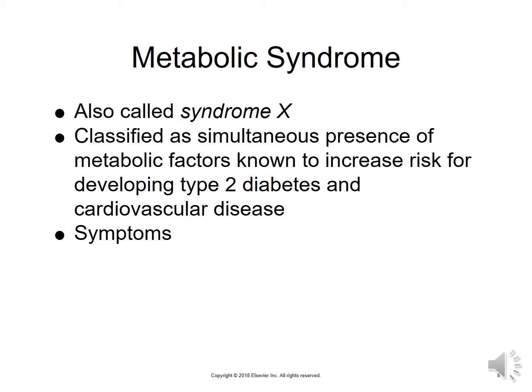Metabolic syndrome is also called Syndrome X. It's classified as a simultaneous presence of metabolic factors known to increase the risk for developing type 2 diabetes and cardiovascular disease. So these factors are things like abdominal obesity, hyperglycemia, hypertension, and hyperlipidemia. Metabolic syndrome often occurs before the onset of type 2 diabetes, and it's often accompanied by cardiovascular risk factors of hyperlipidemia, hypertension, and increased clot formation.